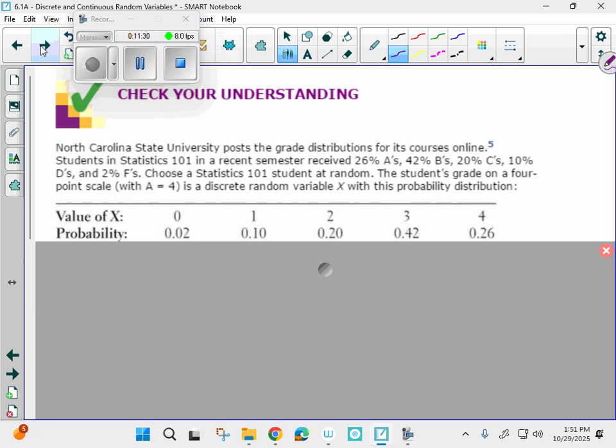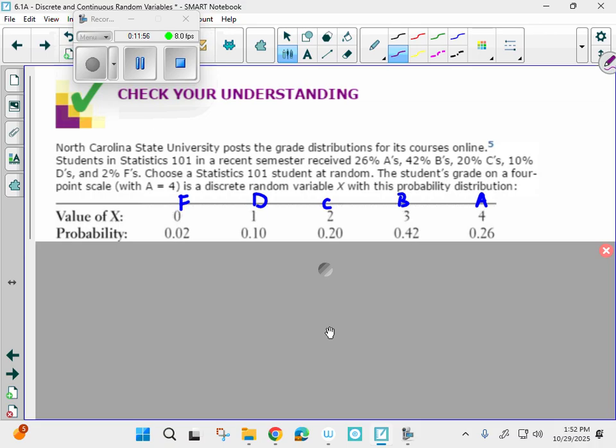All right, let's try another one. These are some North Carolina students' grade distributions for statistics. Instead of doing an A, B, C, D, or F, they made it like a GPA, so a 4, 3, 2, 1, 0. That way it could be numerical, and you could take on a numerical value for your grade. And then they've got the distribution, the percentages for each.